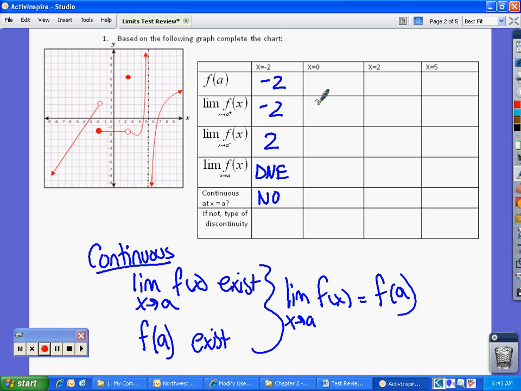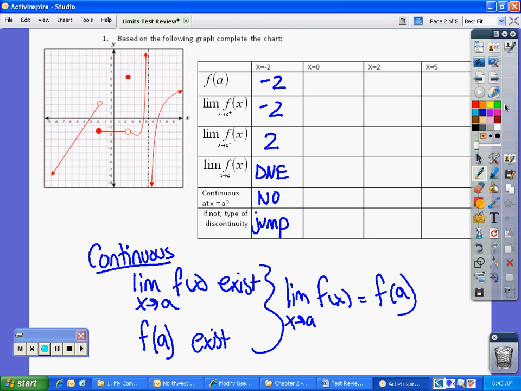What kind of discontinuity is it? Well, the limit from the left and the limit from the right both exist. However, they're not the same value. So that's your basic jump discontinuity. All right, next question.